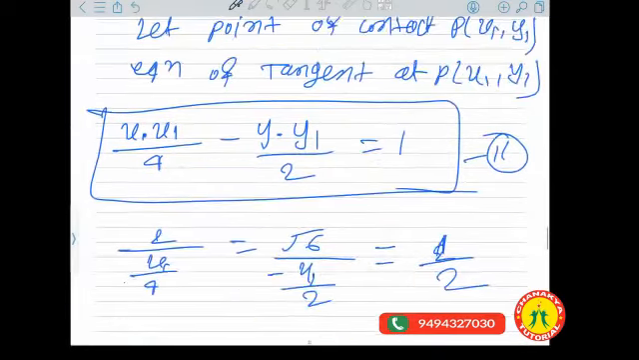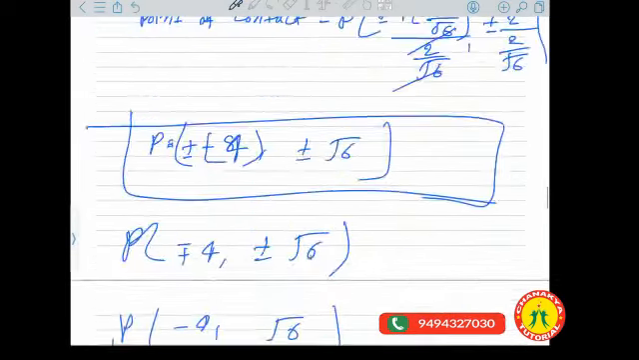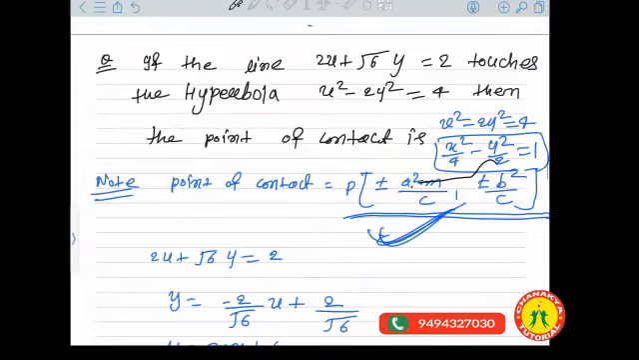So we need to remember this formula. This is the formula for point of contact.